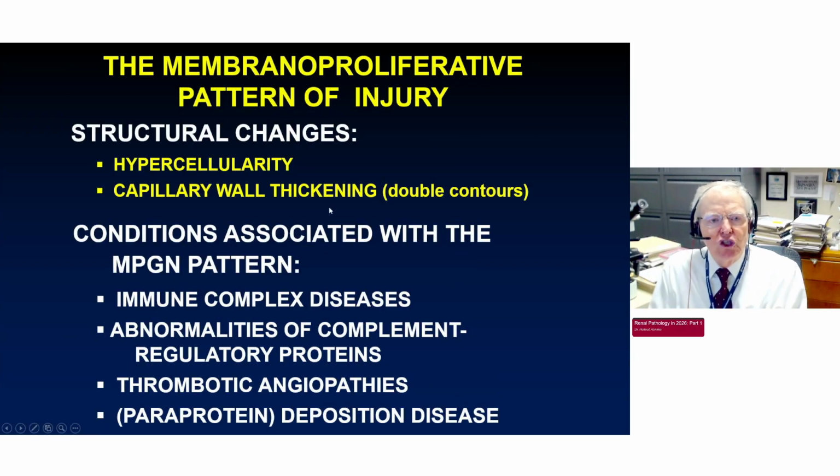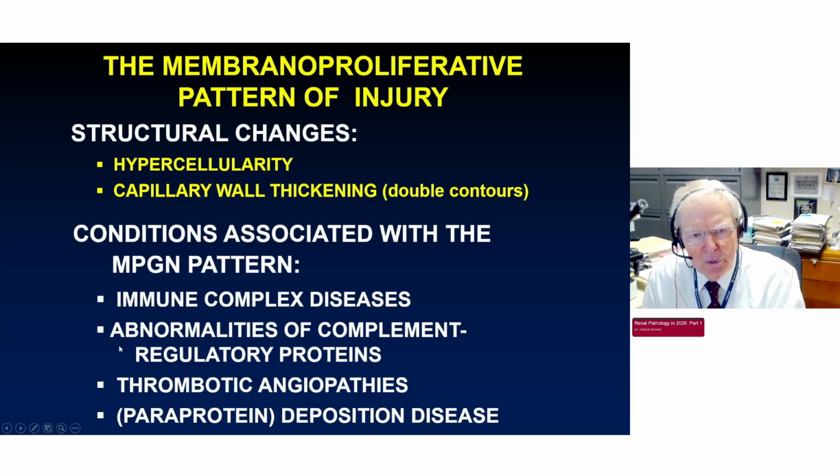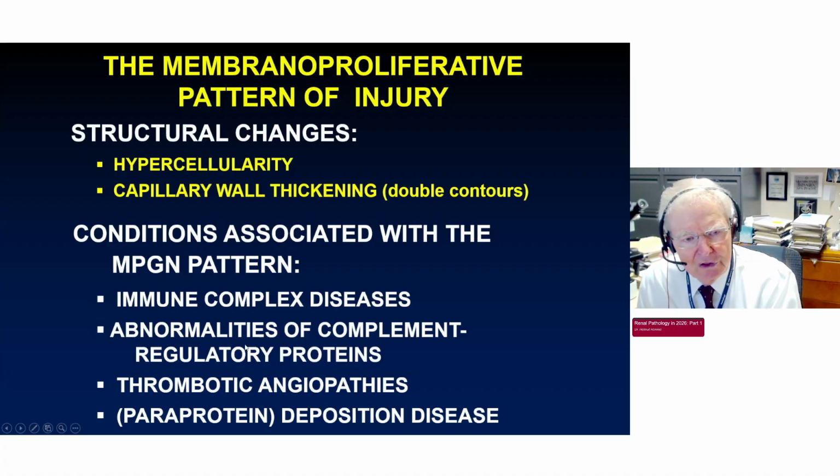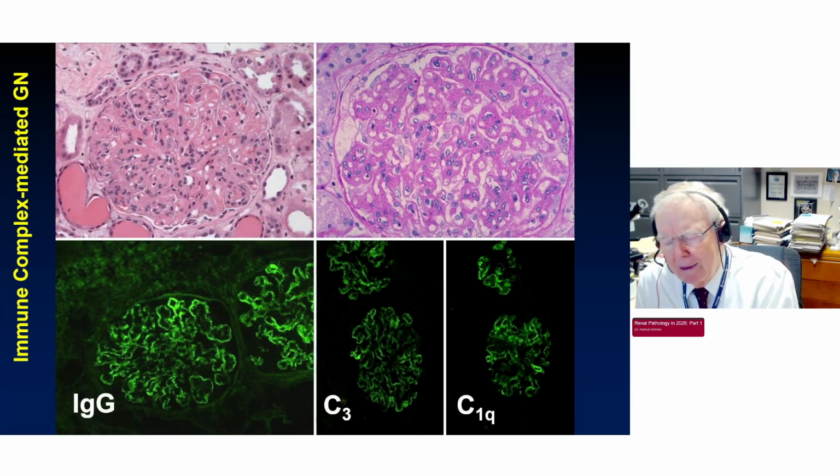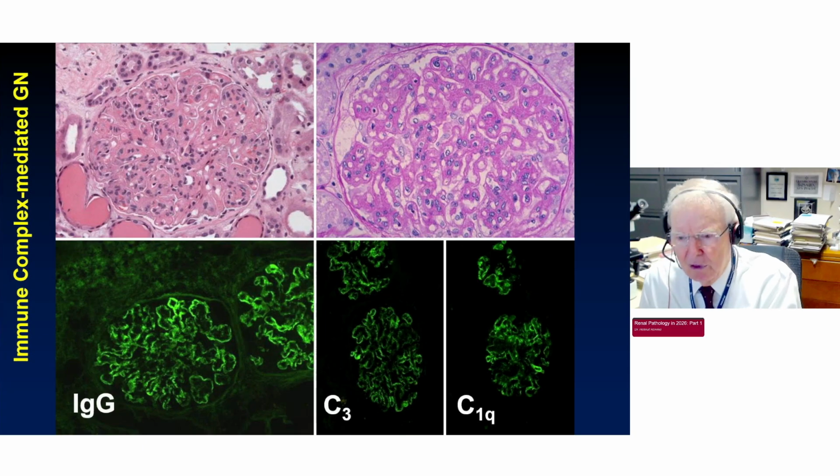So the conditions that result in this membranoproliferative pattern with time are, of course, immune complex diseases, abnormalities of the complement protein, regulatory proteins need to be considered, thrombotic angiopathies, and most importantly, paraprotein deposition diseases. All of them can give you the membranoproliferative pattern of injury. And obviously, it is our intent usually on the biopsy to precisely tell you which of these four mechanisms are responsible for any given case of a patient with a membranoproliferative pattern of injury.